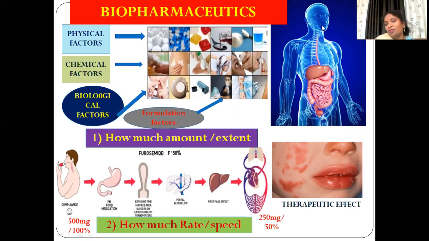So from the site of administration to the systemic circulation, that we call absorption of the drug. After absorption, how much amount of the drug is being absorbed and at how much speed it is being absorbed, that we have to calculate.